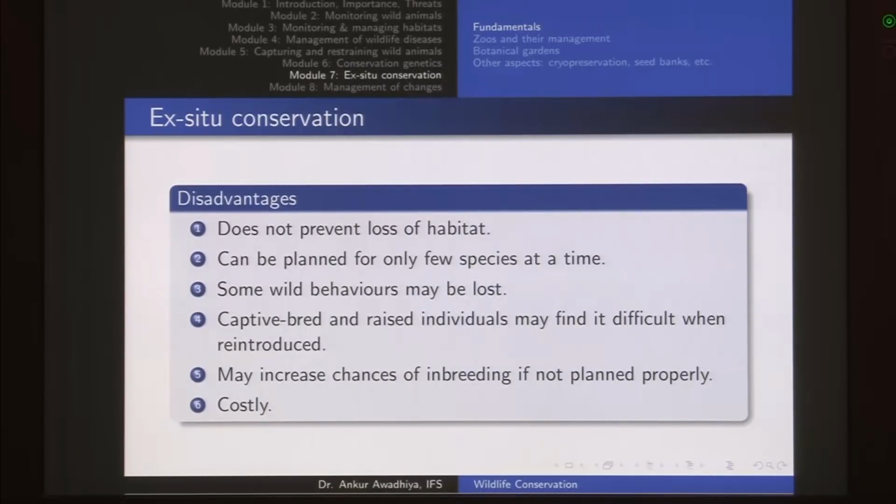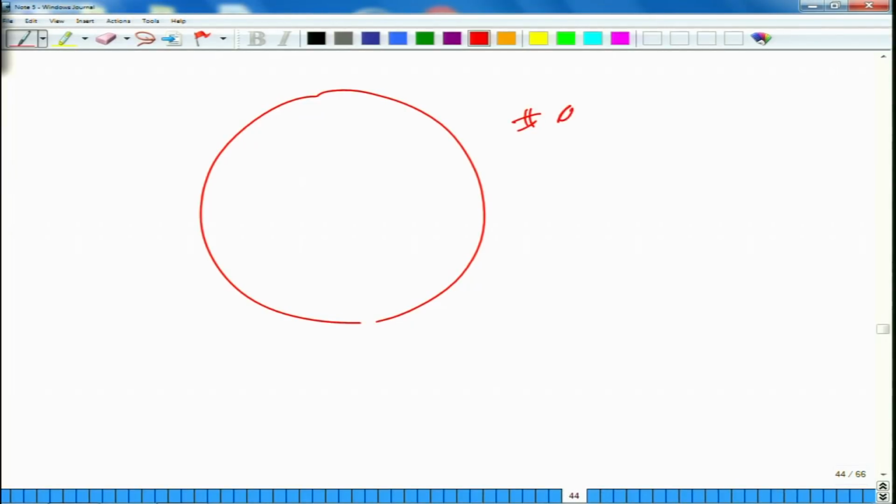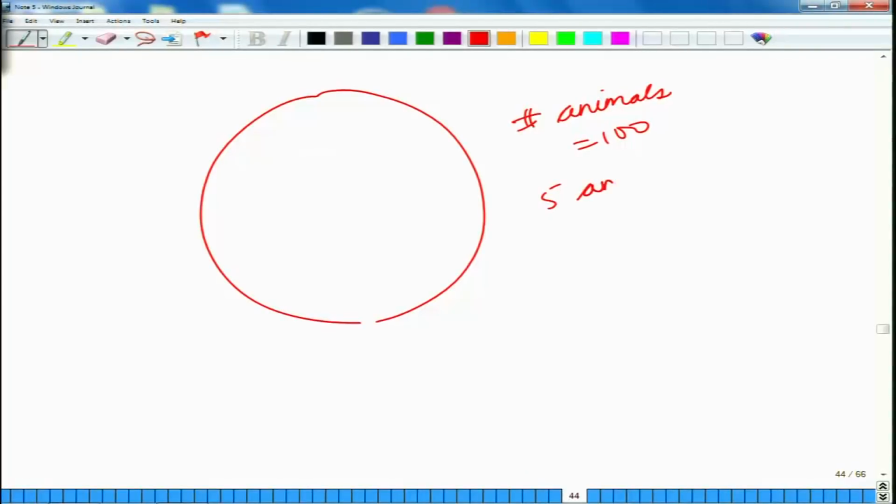So why this happens is that when you have created your ex-situ conservation facility, suppose your facility can cater to n number of animals. So you have this facility and the total number of animals that are possible is say 100 animals. That is the amount of space that you have, that is the amount of food and other resources that you have. Now when you have this facility for say 100 animals and you started with say 5 animals, so you introduced 5 animals into the facility ab initio, in the first instance.